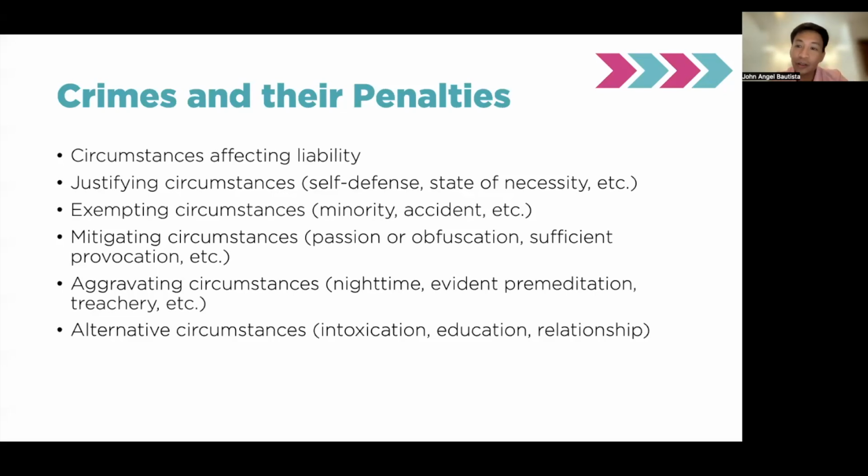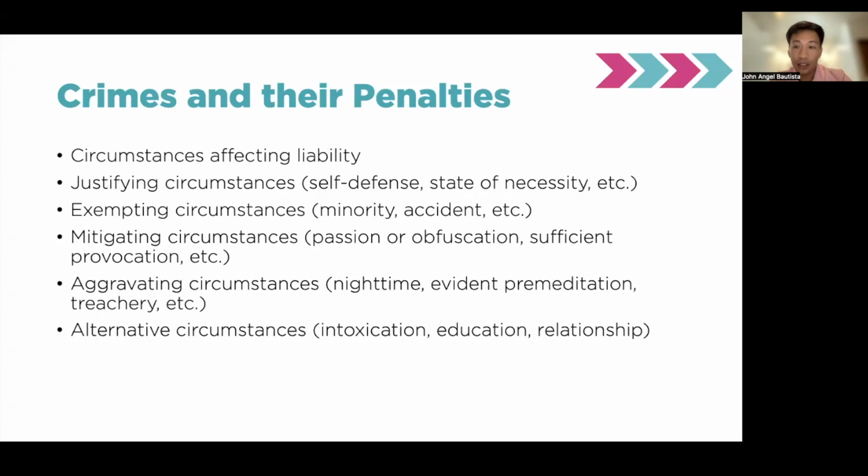For example, in justifying circumstances, it is as if there is no crime. If you acted in self-defense, there's no crime there. Even if you killed the person, if you were acting in self-defense, provided that the elements of self-defense are there, it can be justified. You can be exempt from liability. Another is if you acted under a state of necessity, etc. There is a listing under the Revised Penal Code.